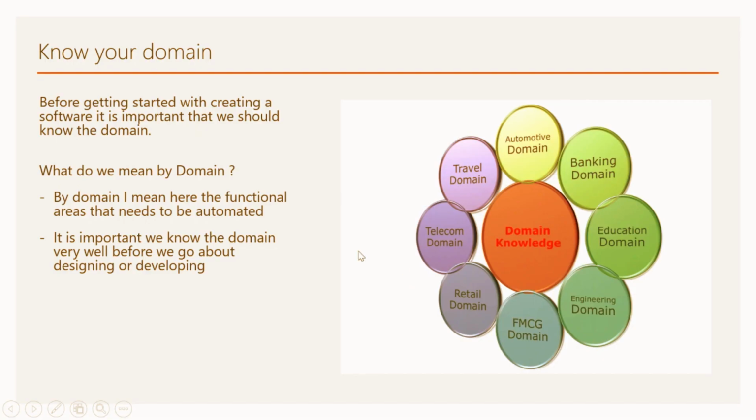Now, in order to build a software for a particular domain or a functional area, you should know the domain of the software. Now, what do we mean by domain here? Because domain can be very different for different people. Domain is basically a functional area where we need to automate and solve a particular problem. So that is the domain or functional area which we will be talking about here.